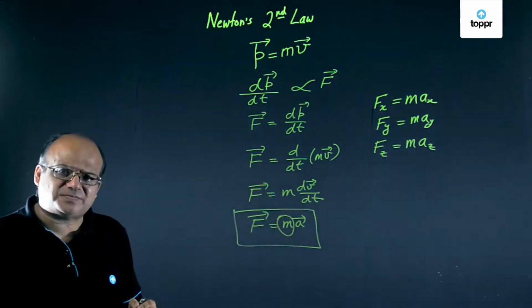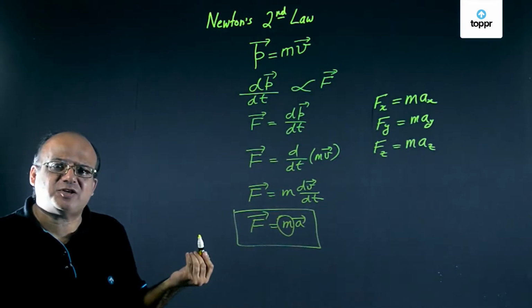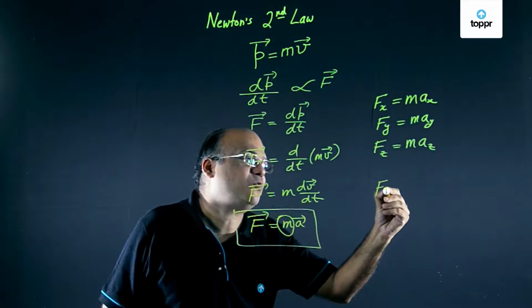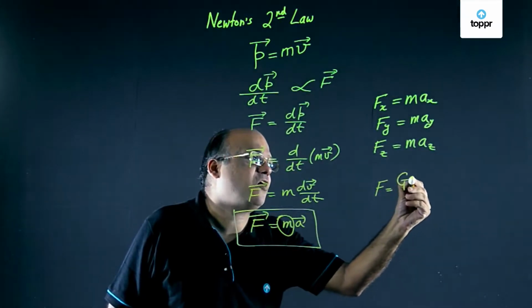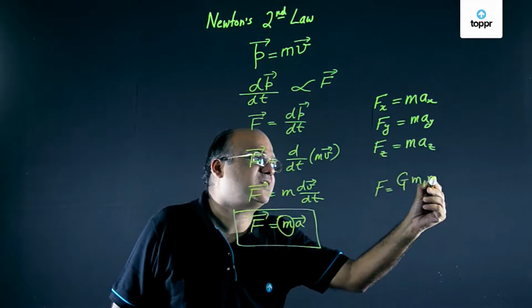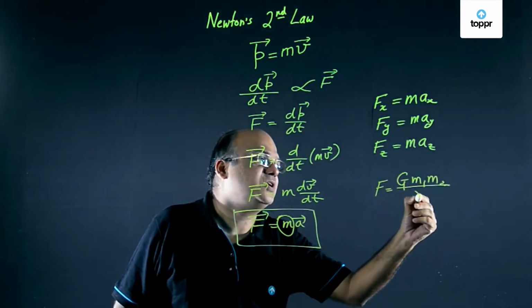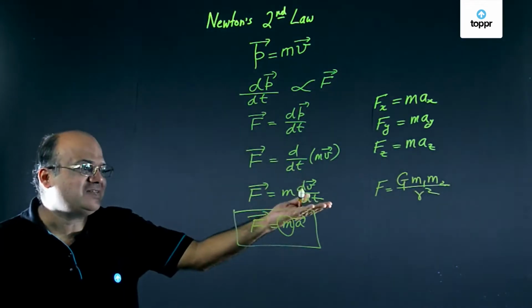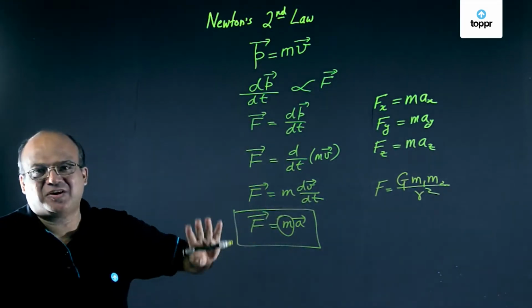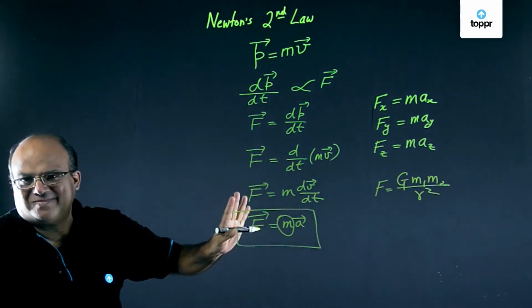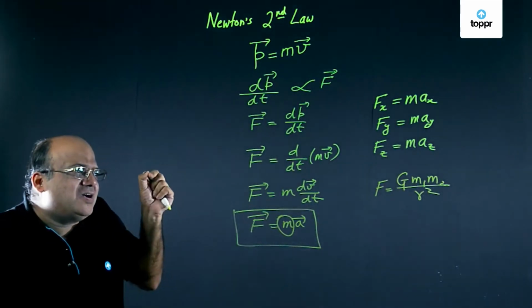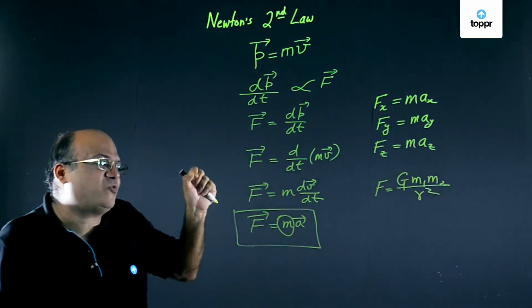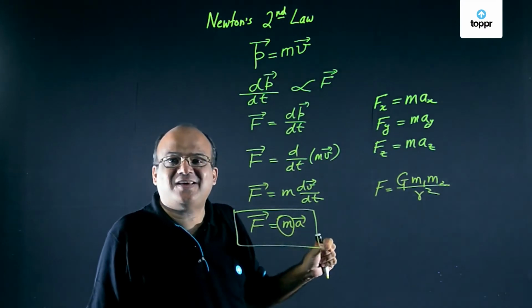Gravitational mass comes from Newton's law of gravitation, which we are going to learn in detail later. Newton's law of gravitation tells us the force between any two particles of mass m1 and m2 is given by F equal to G m1 m2 by r square. That is gravitational mass. This is inertial mass. For us, both are the same. So mass is a scalar quantity that relates the force acting on a body with the resulting acceleration.